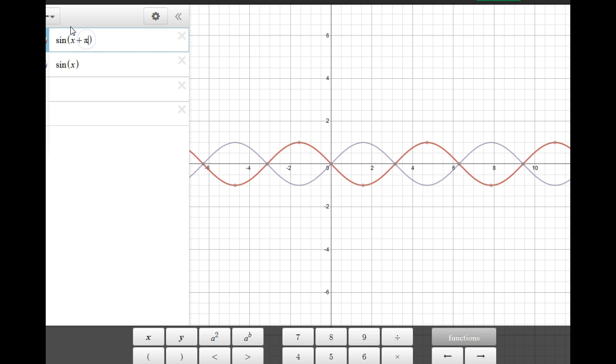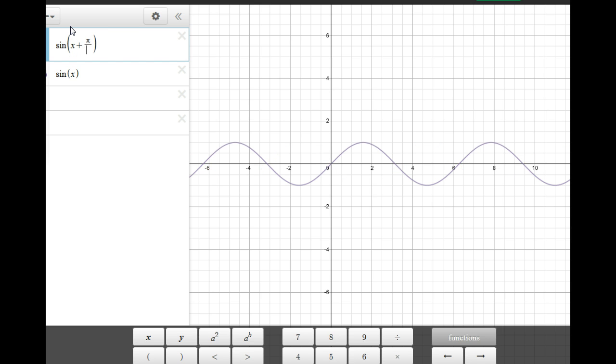Let's just do pi divided by 2. So that seemed to move it over. The red is the graph that we're shifting from the original sine x graph. So you can play around with this. This is called the phase shift. You can see that these two functions are out of sync, but they still have the same amplitude.